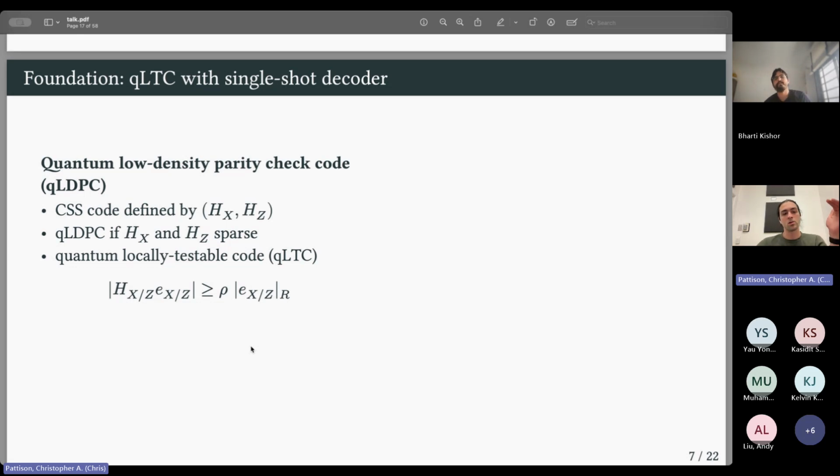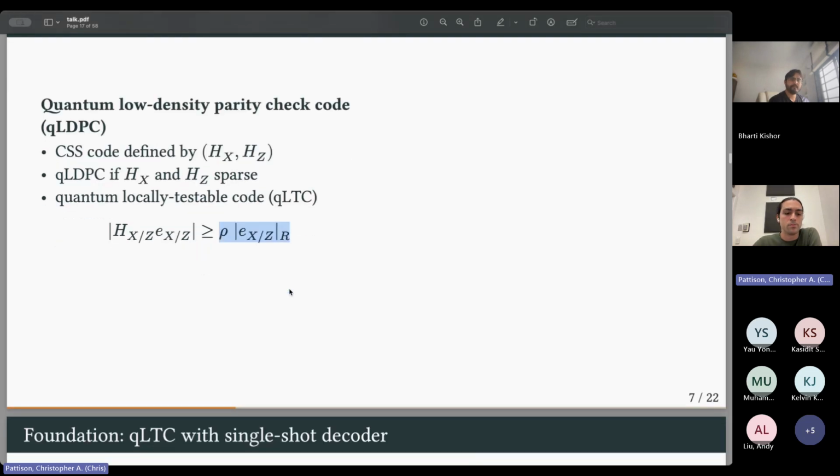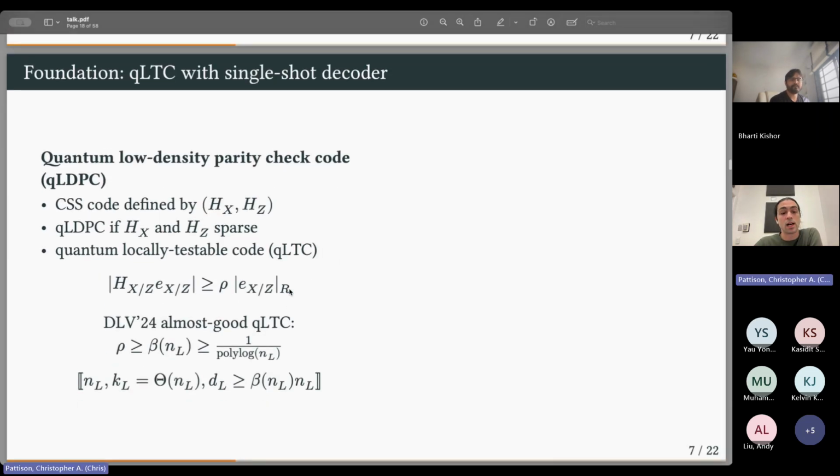And we say that a code is further quantum locally testable if the size of the syndrome, the number of violated checks, is large relative to the reduced weight of the error. So if we're very far from the code space, we can easily detect this because we'll see a lot of violated checks. Likewise, if we're very close, we can also easily check this because we'll see very few violated checks. And this is actually a highly non-trivial property that was only constructed very recently, earlier last year.